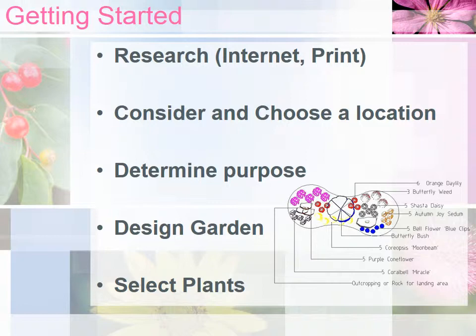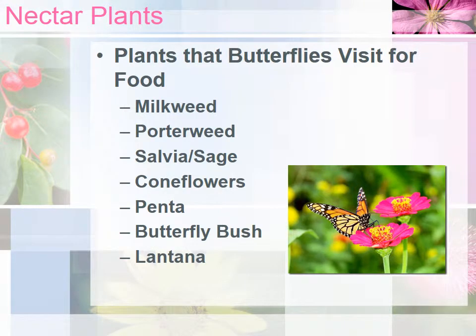Then you're going to want to design your garden based on your research and the location you've chosen and your purpose. And then once you've got all of that together, you're going to need to select your plants. And that's where nectar plants are plants that butterflies visit just for food. And these are just some examples of common butterfly nectar plants that you could find here in Florida for our particular butterflies. Milkweed, very important.